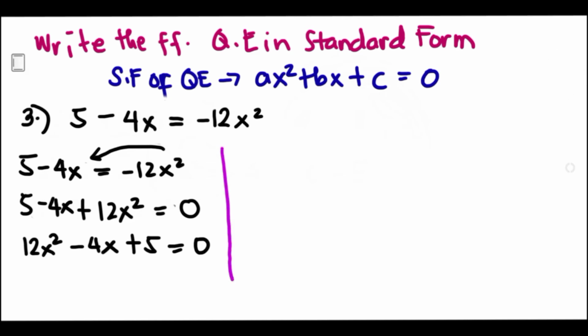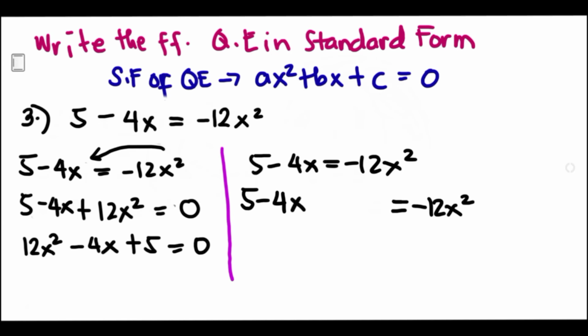Okay, let's have the other one. Gagamit naman tayo ng addition property of equality. Kopyahin ko ulit yan. 5 minus 4x is equal to negative 12x squared. So, using addition property of equality, mag-a-add tayo ng kabaliktaran ni negative 12x squared. Yun ay ang positive 12x squared. Parehas dapat para hindi magbago ang equality niya.